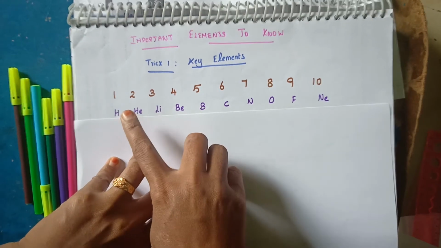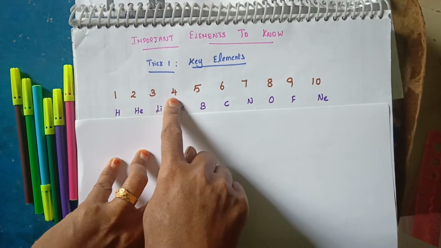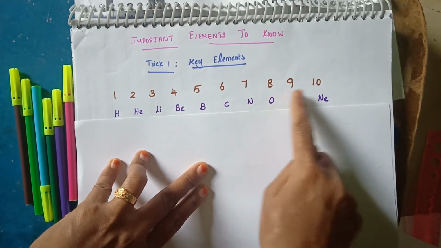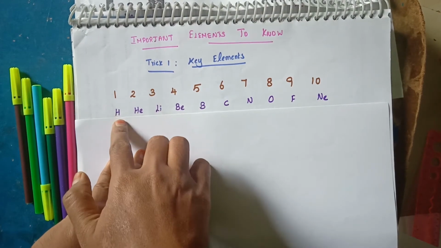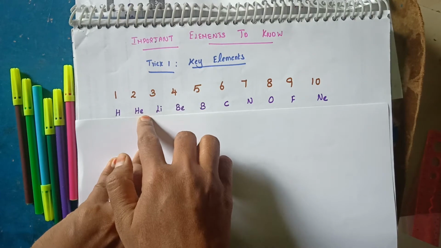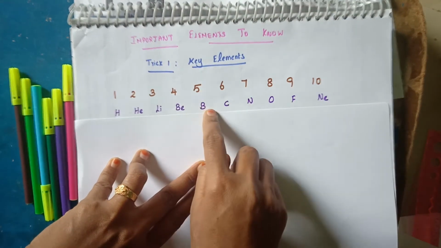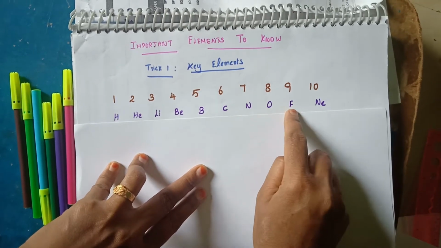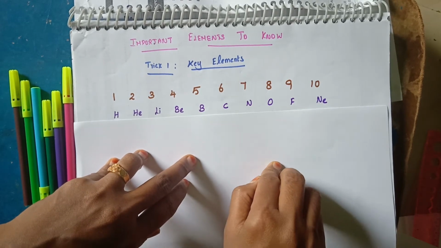First we are going to study elements 1 to 10. 1, 2, 3, 4, 5, 6, 7, 8, 9, 10. Go slowly. 1 is hydrogen, 2 is helium, 3 is lithium, 4 is beryllium, 5 is boron, carbon, nitrogen, oxygen, fluorine, neon. So what is the trick here?